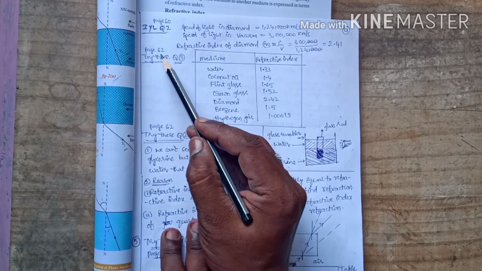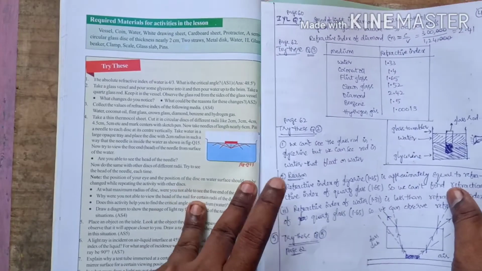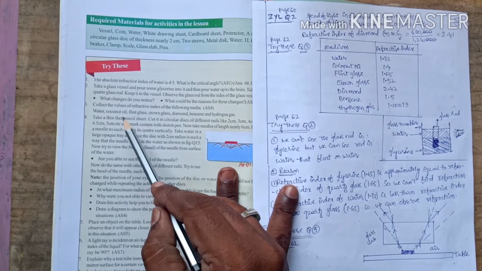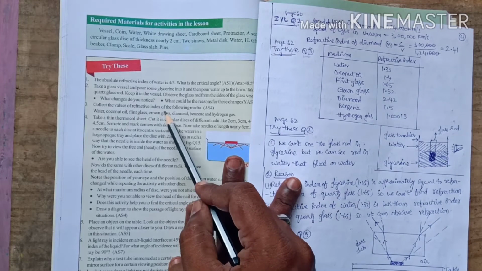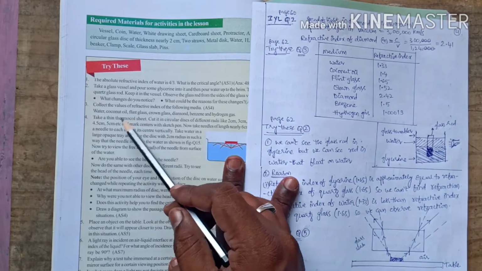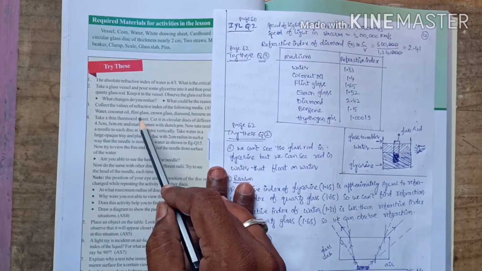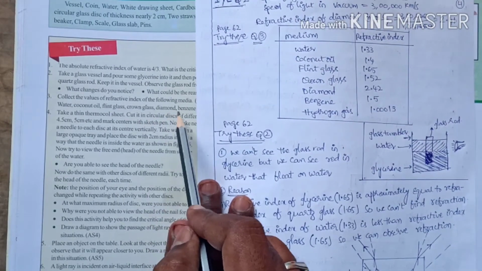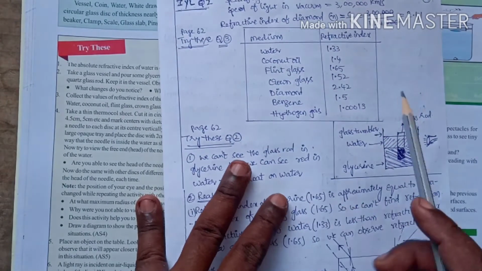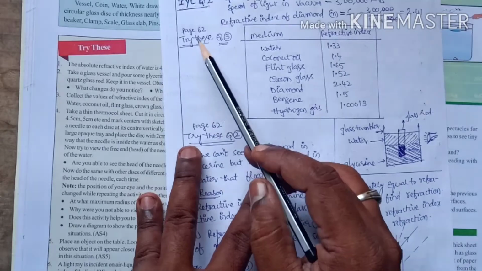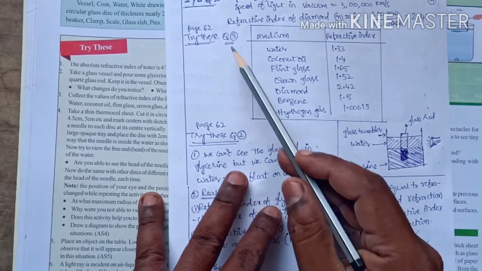Now, page number 62, Try these questions. Question number 3, clearly I wrote here. What is the question? Collect the values of refractive index of the following media. We should collect the different refractive indices for water, coconut oil, flint glass, crown glass, diamond, benzene, and hydrogen gas. These values I clearly noted down in the table. The question is there under page number 62, that is, Try these questions.